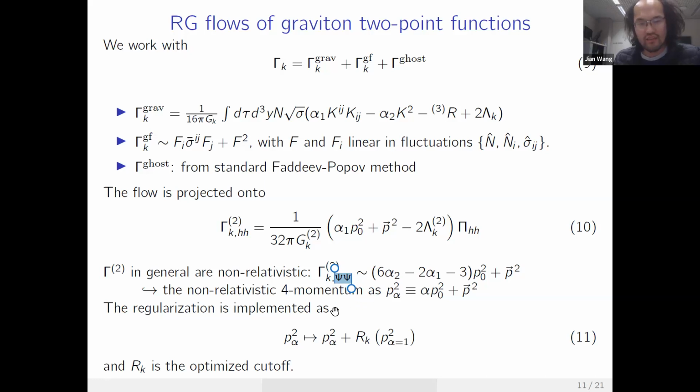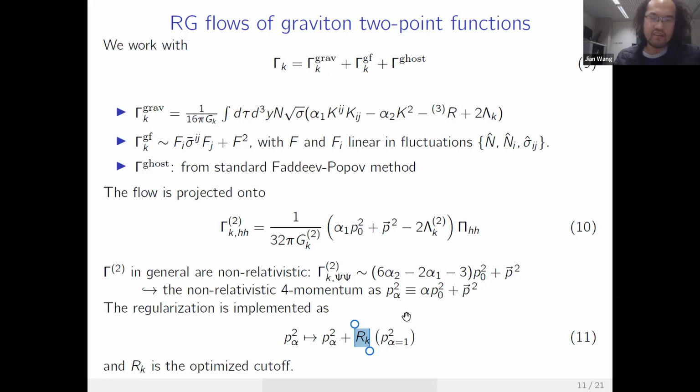In order to implement the regularization, we define the non-relativistic momentum in this way. Here we introduce a parameter alpha, which could be any number. Then, with this notation, the regularization can be given by the following replacement. The essential part is that the regulator only depends on the covariant momentum, where we set alpha to be 1.